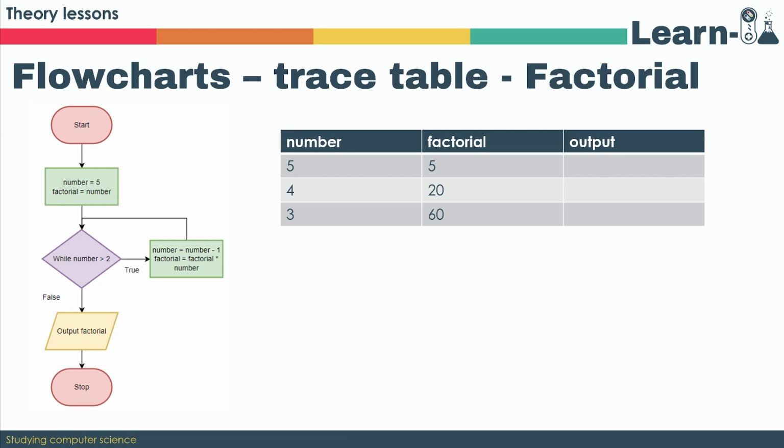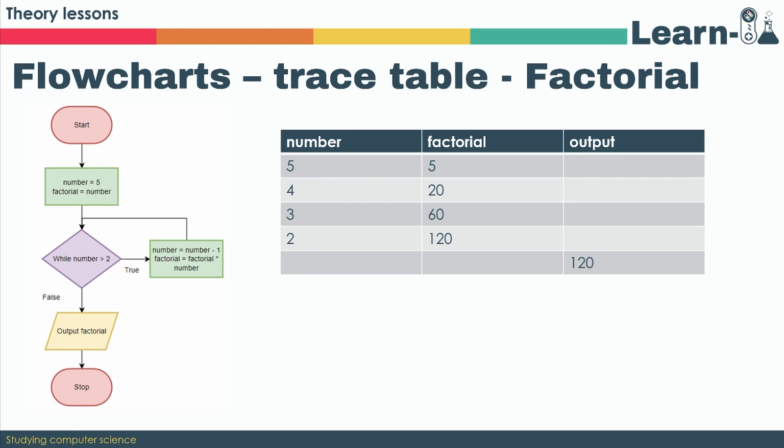Again, we follow that round, and is number still greater than 2? Well, yes it is, so we repeat the process. So number would go down to 2, factorial would then be updated to 60 multiplied by 2, which is 120. And then it's at this point where our check would change its state. So 2 is not greater than 2, so that becomes false. So we would output whatever is in our factorial variable. So our output would be 120, and then our algorithm would stop.